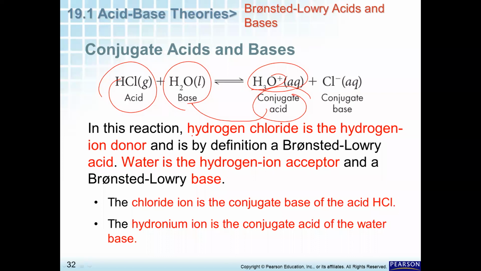So we have the pairs again. We have an acid with a conjugate base, that is the Cl minus and the HCl. They are related by the gain or loss of hydrogen. And the water and hydronium ion, also the same thing. They are ions or molecules that are related by the loss or gain of hydrogen as well.